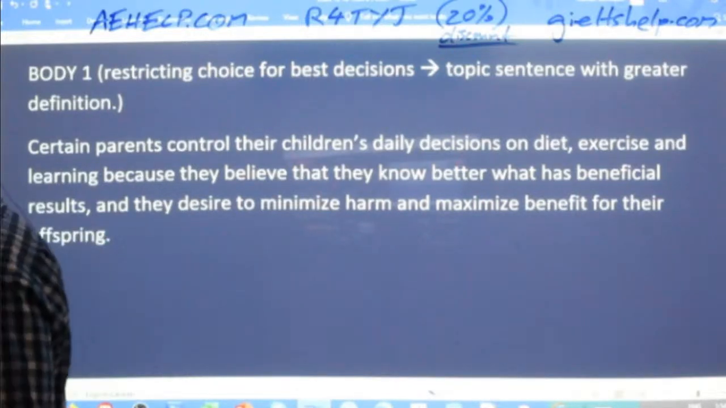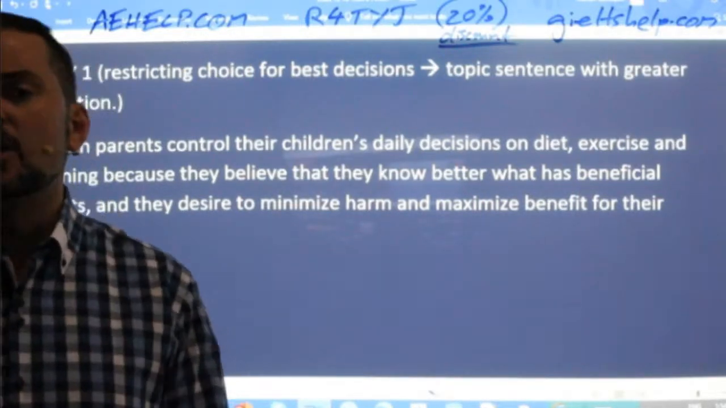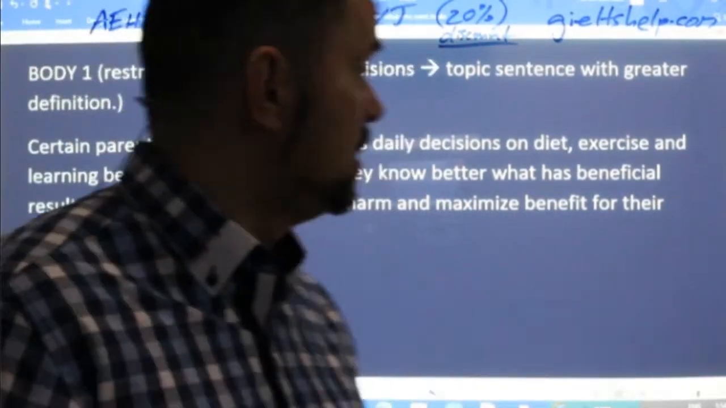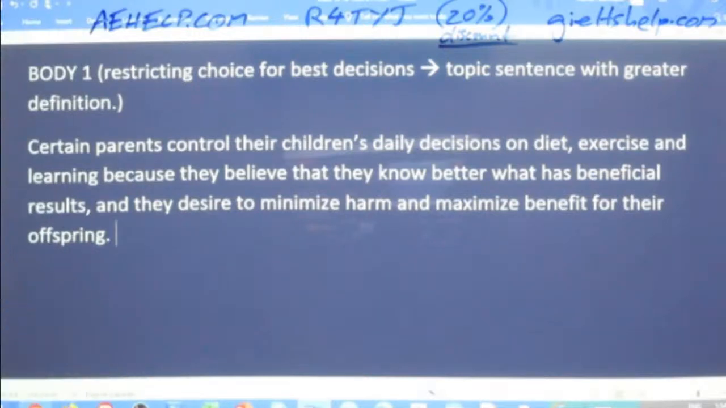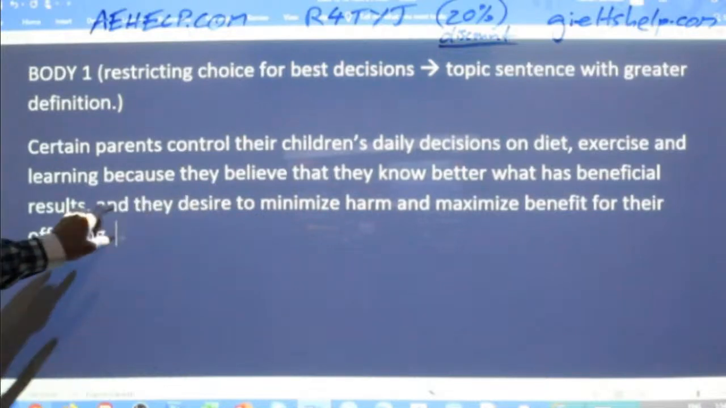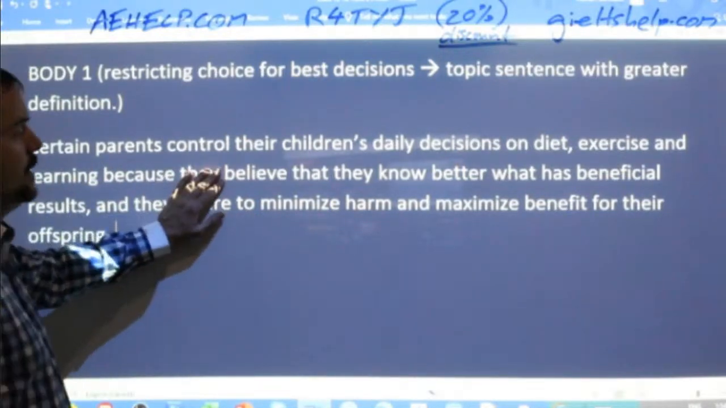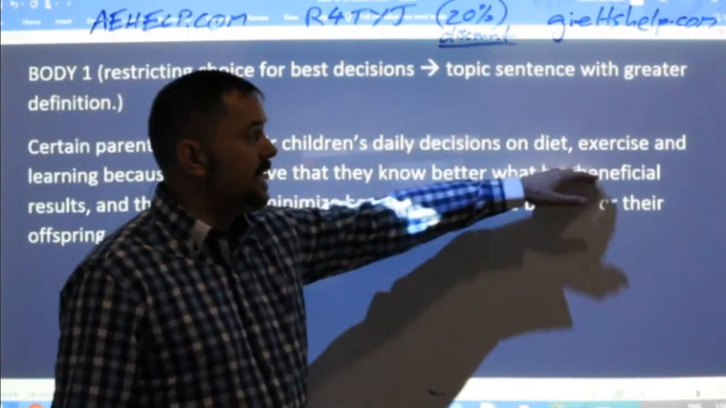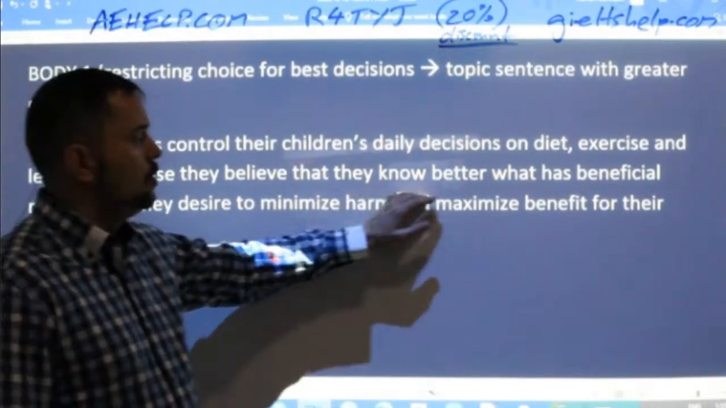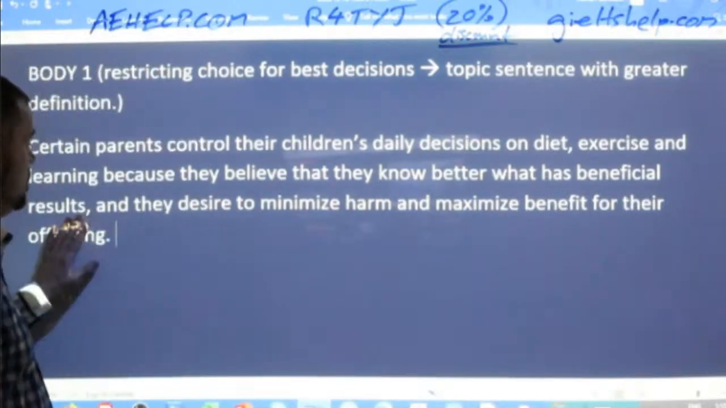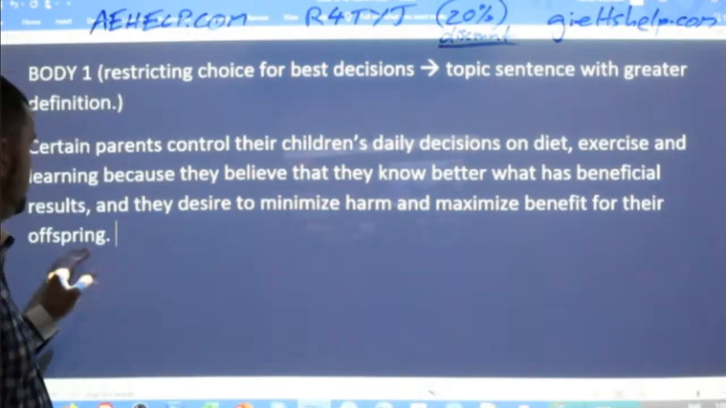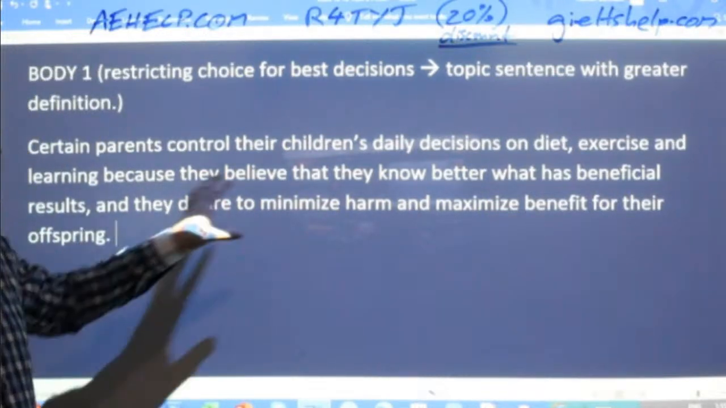Okay, so here's an example of topic in combination with an explanation. And I'm being very concise here, even though it seems like a long sentence, there's a lot of content here. Okay, so certain parents control their children's daily decisions on diet, exercise, and learning because they believe that they know better what has beneficial results. And they desire to minimize harm and maximize benefit for their offspring, okay? So notice how much is in there.